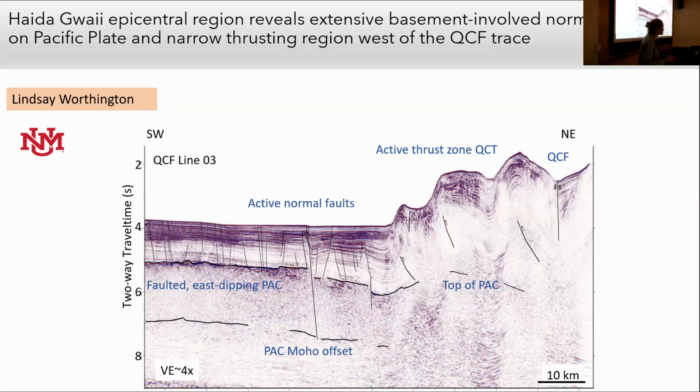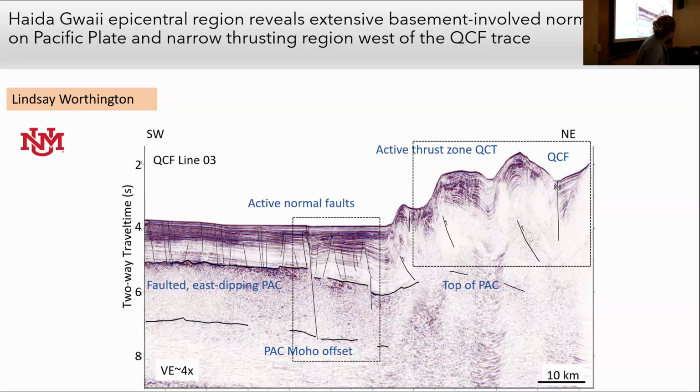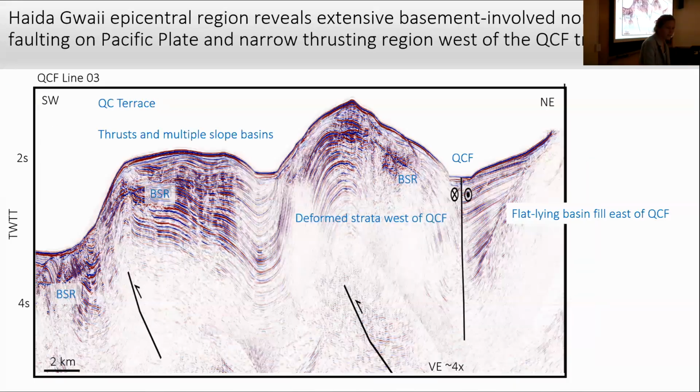So this is maybe the first hint that although there's certainly shortening going on in this portion of the margin, there may also be some evidence of underthrusting of the Pacific plate there. Okay, all right, and so I'm going to hop forward. I have some zoom-ins here of what these structures look like. I mentioned this already. It seems like a transition in deformation across the Queen Charlotte fault, but really a lot going on just west of it.